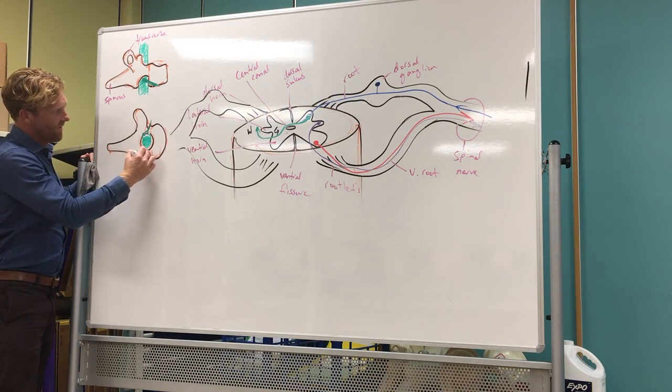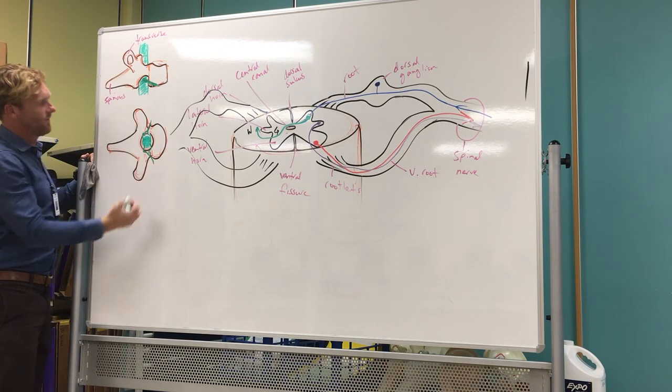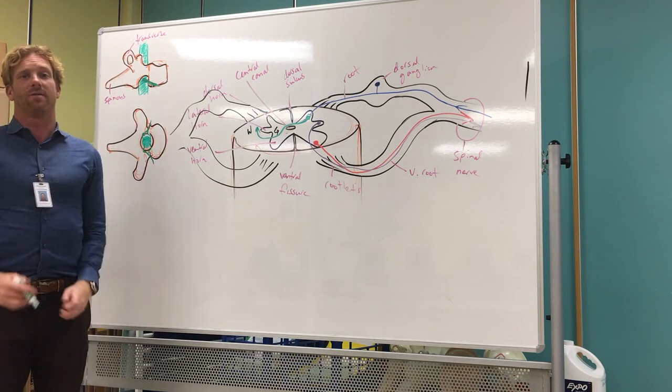So on this side, you've got the same thing, dorsal root, ventral root, and it leaves. All right, and that puts it all together. That's your take home.